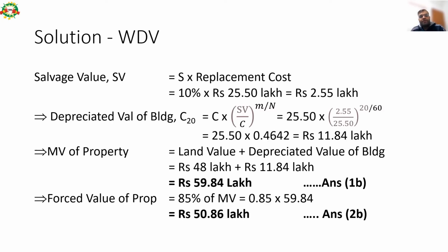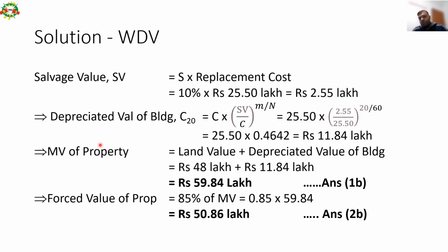So in case of WDV, first we have to calculate absolute salvage value. So salvage value is percentage salvage value multiplied by replacement cost. Both data have been given in the question. So 10% of 25.50 lakh is equal to 2.55 lakh, the salvage value in absolute terms. So depreciated value of the building we can calculate with the help of this formula given in the question, which we have already understood in the previous session and existing session. Replacement cost multiplied by salvage value divided by replacement cost, raised to power age divided by n. So this is the depreciated value of the building, which is equal to 11.84 lakhs.